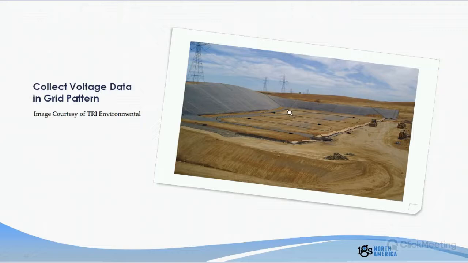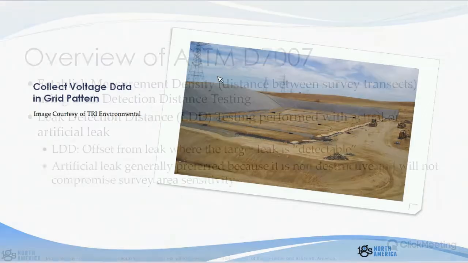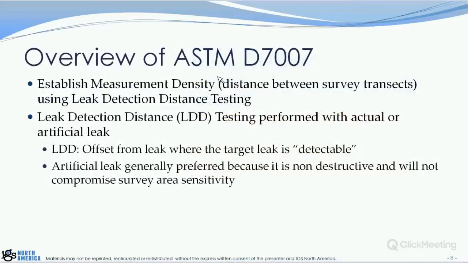And these arrows show how you walk back and forth across the area in lines. We're looking for that sine wave pattern in each one of those lines that would indicate there's a leak there. So the way ASTM D7007 works is that it establishes criteria for the distance between those lines of data, the distance between the survey transects.